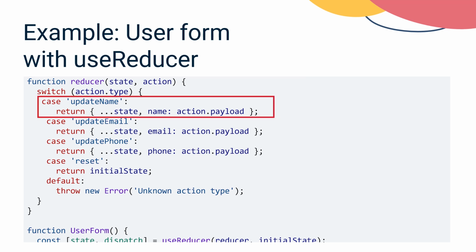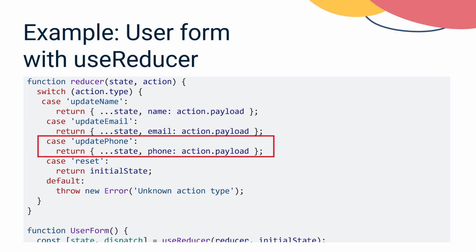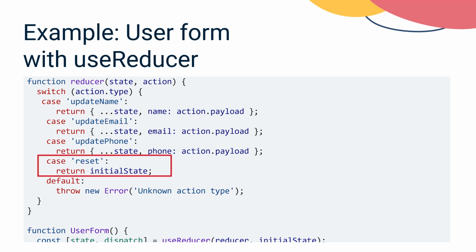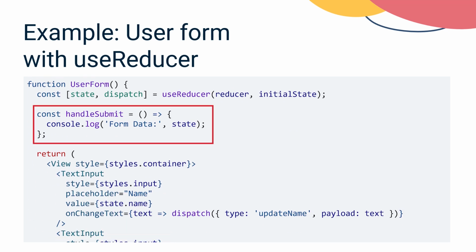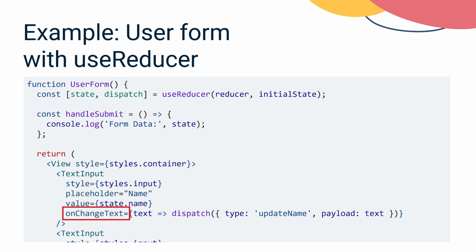UPDATE_NAME updates the name field in the state. UPDATE_EMAIL updates the email field in the state. UPDATE_PHONE updates the phone field in the state. RESET resets the form fields to their initial values. In the Handling Input Changes section, TextInput ties each input field's value to the component state. onChangeText dispatches an action with type UPDATE_NAME, UPDATE_EMAIL, or UPDATE_PHONE, and payload input text. The reducer updates the state based on this action.